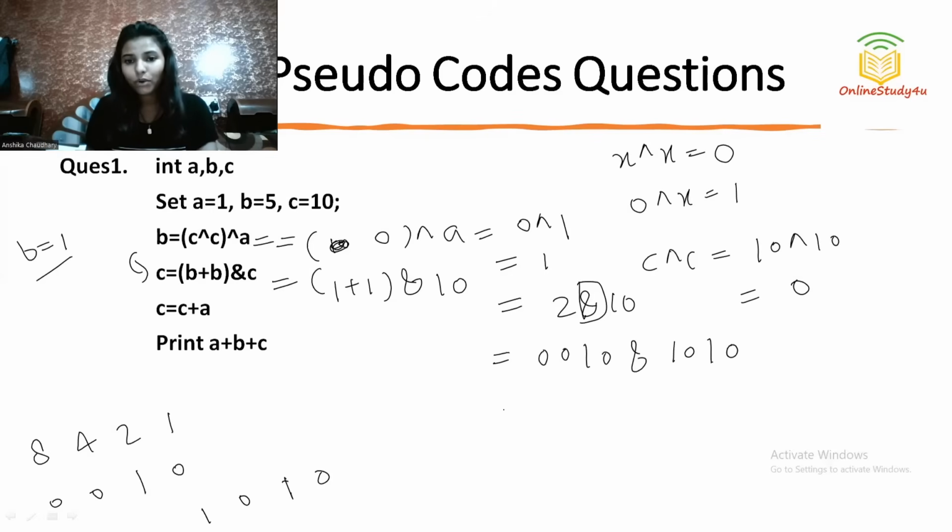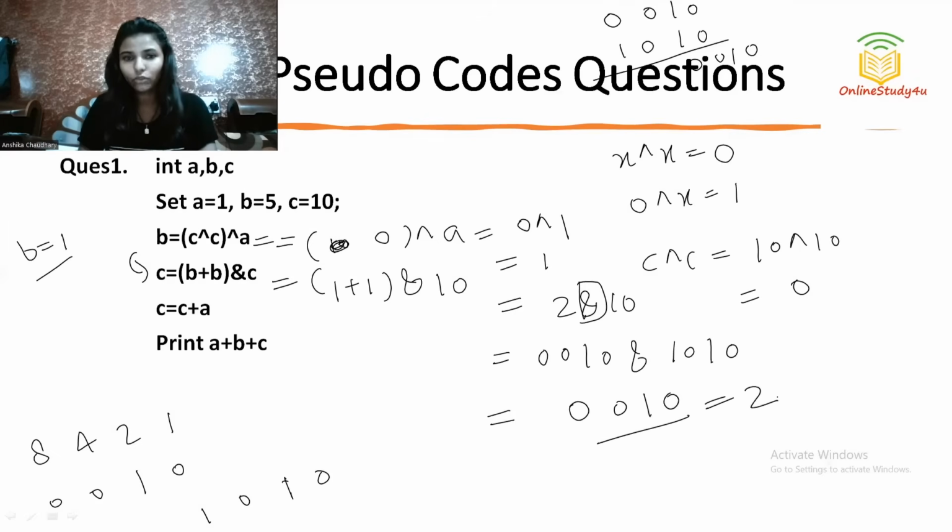Now we have to perform the AND operation on both the numbers. So first of all, we will take 0010 and 1010. In the AND case, the result is 0010. So what is this? This is again 2. Now this line has been executed.